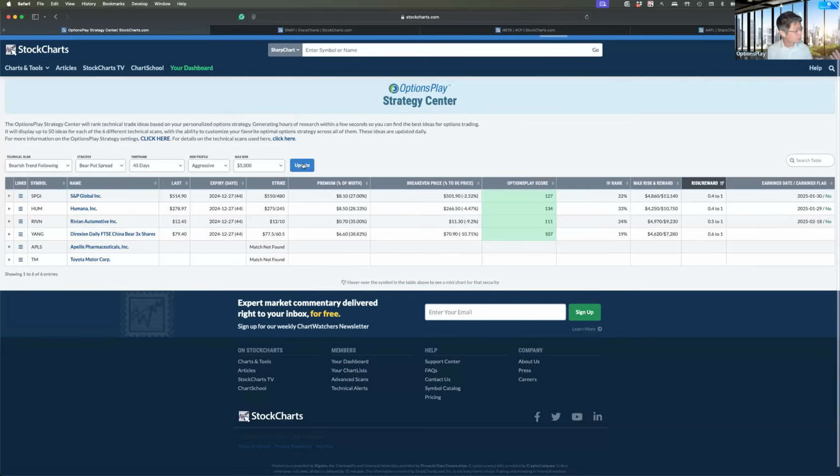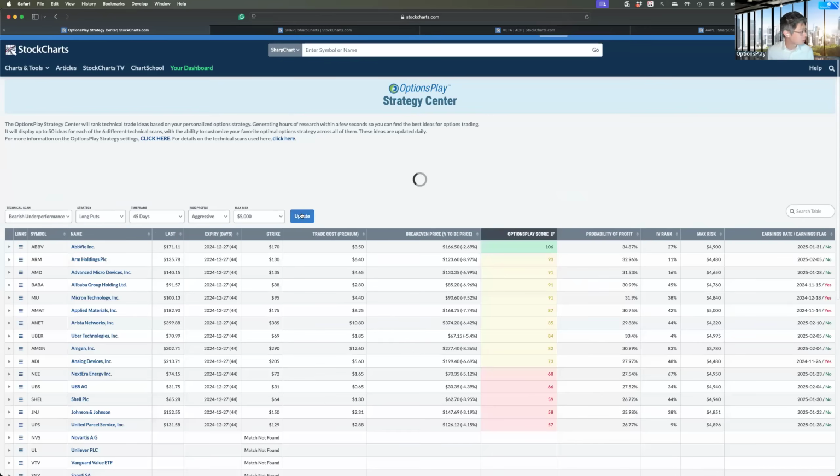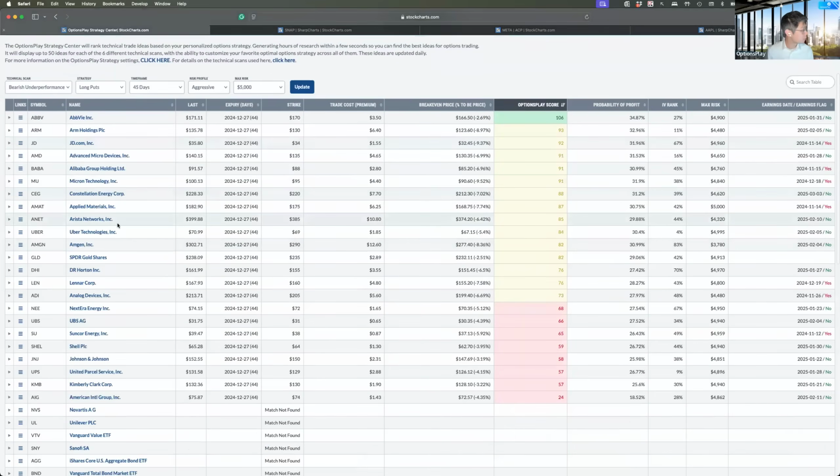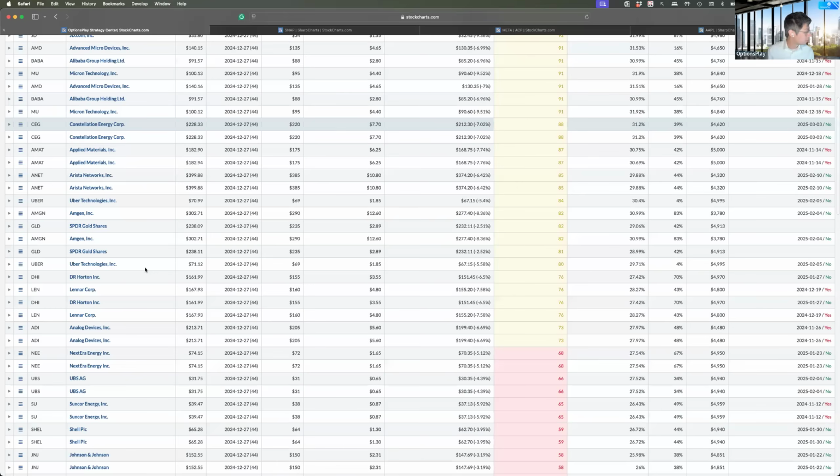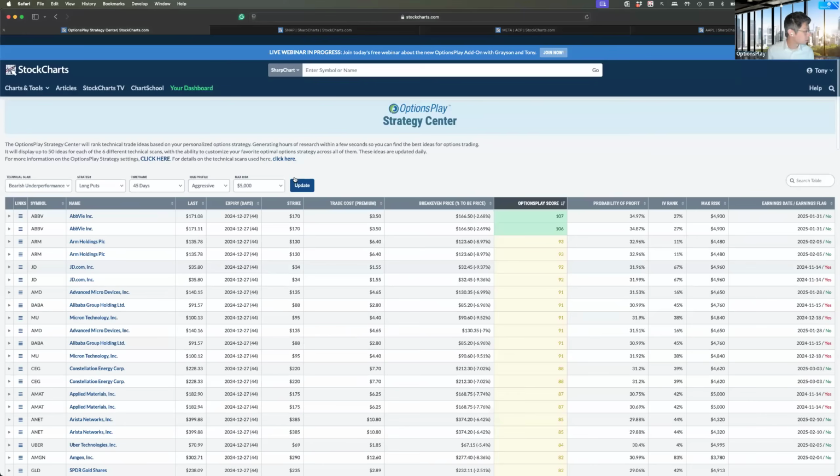And I found Microsoft at the time. Right now at the moment, as you can see, bear put spreads are aggressive, using a bearish underperformed stock actually at the time. It was Microsoft that showed up on this particular list. And let's see if it actually shows up now at the moment.